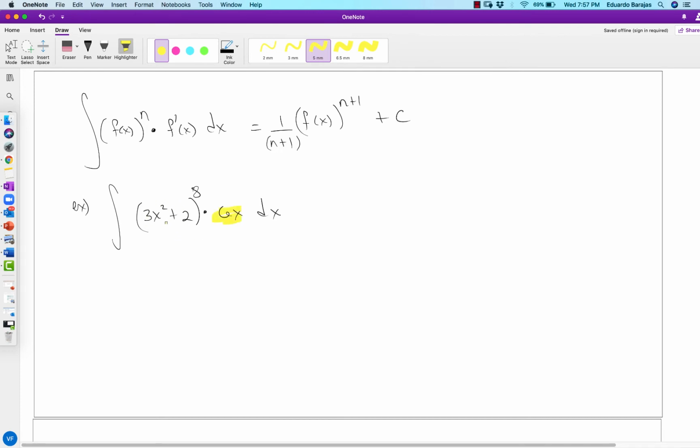function. So we can think of this as some function raised to the 8th power, and its derivative is right out here. So following this pattern, I can see that the answer is going to be (3x squared plus 2) raised to the power of 8 plus 1, which is going to be 9. And then we have to adjust for that constant by also dividing by 8 plus 1. And then there's a constant at the end there.